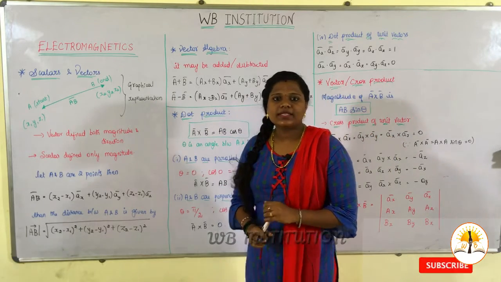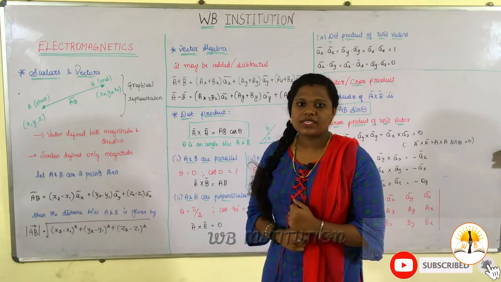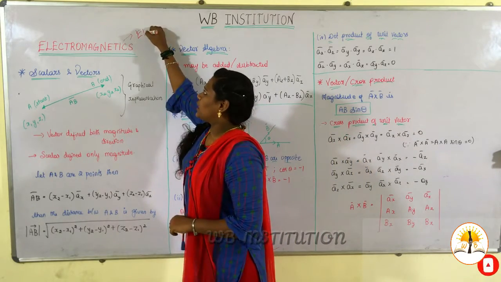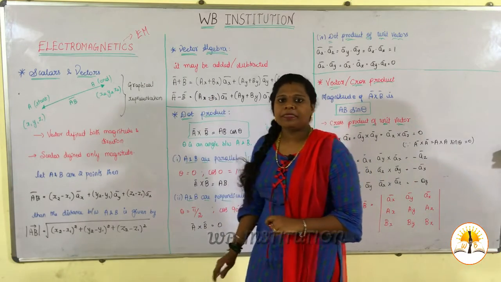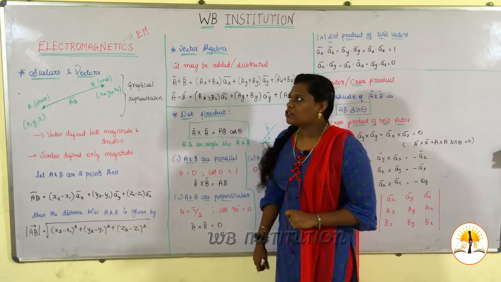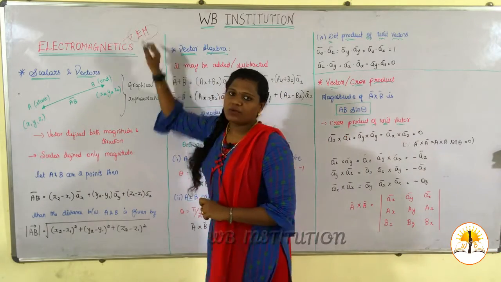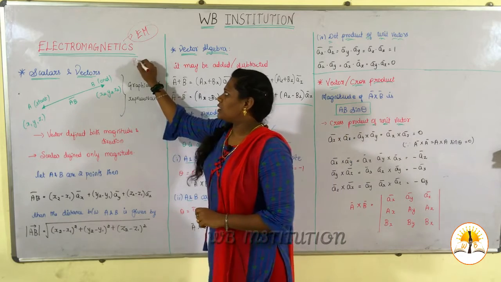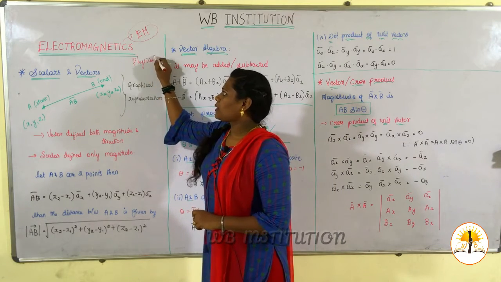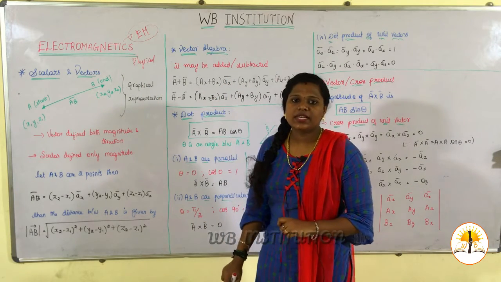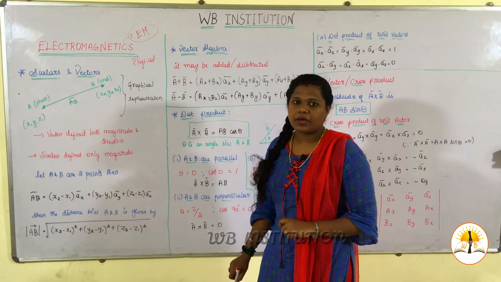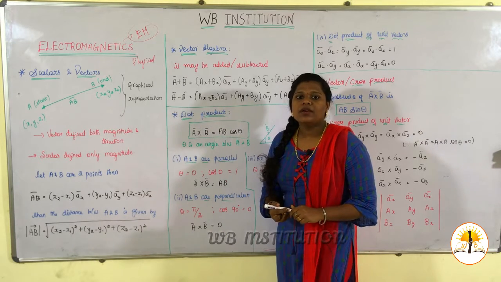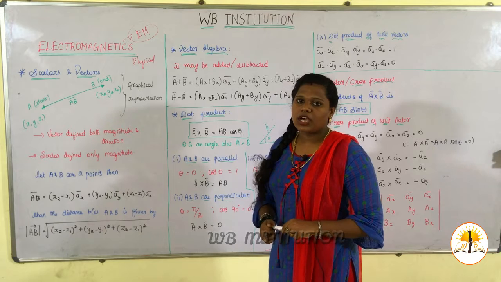Electromagnetics is a branch of physics that deals with EM force. EM is nothing but electric and magnetic force. So how does an electric and magnetic force occur? It occurs due to the physical interaction of two charged particles, which may be any particles.